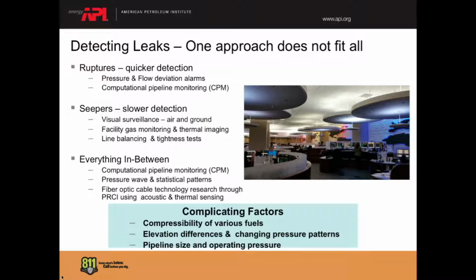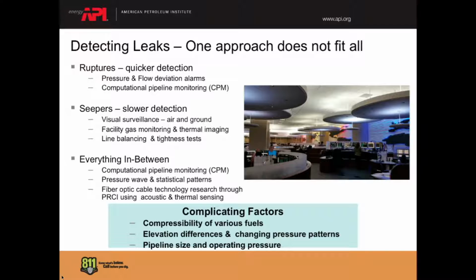Dynamic operating conditions, so we're starting and stopping pumps along the way. We're making deliveries along midpoints of the pipeline systems. We're increasing flow rates, we're decreasing flow rates. All of these are normal conditions, but when you think about trying to recognize an abnormality, it adds a complication.